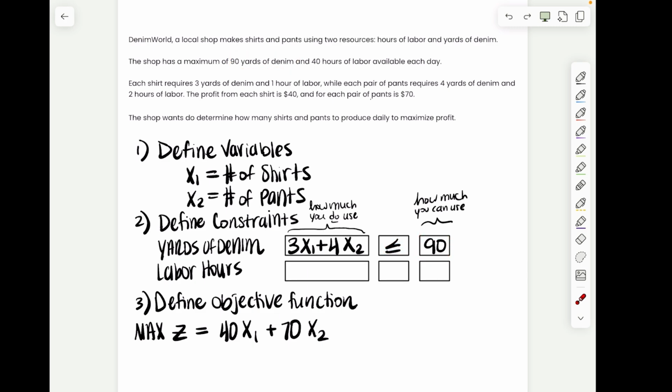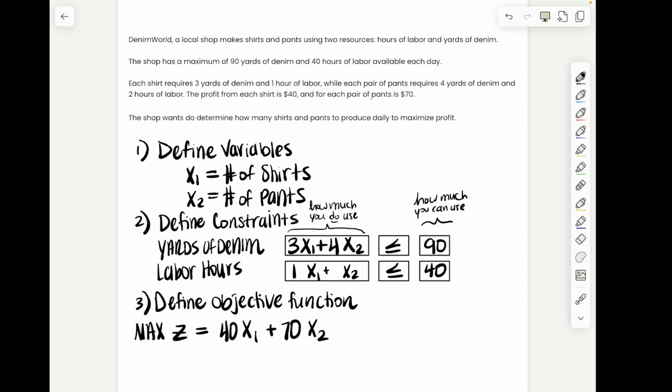Similarly, for hours of labor, how much can we use each day? Well, we are restricted to using only 40 hours of labor. So that is how much we can use each day. And so however much we do use has to be less than or equal to 40. How do we define how many hours of labor we use? It depends on how many shirts and how many pants we're making, plus however many hours we need when we make a shirt. And they tell us that making a shirt requires 1 hour of labor.